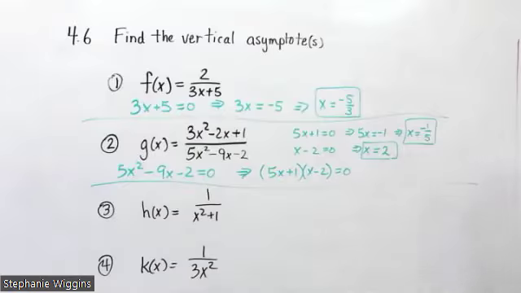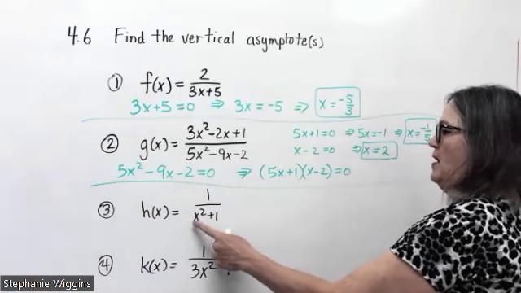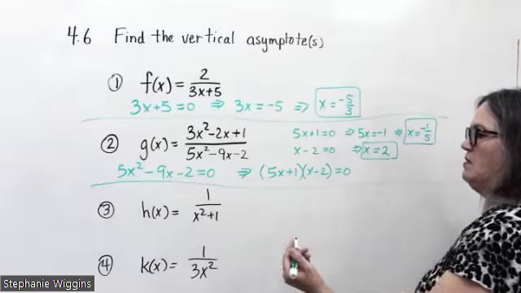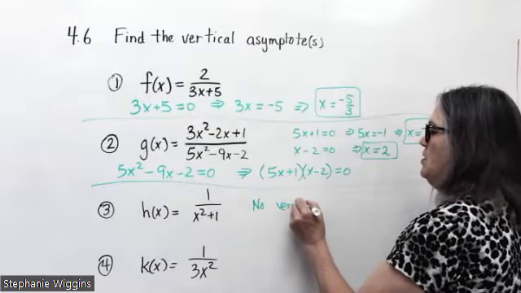And here, the denominator can never be equal to 0 because we have a 0 or positive number. Adding 1 to that is always going to be positive. So this one has no vertical asymptotes.